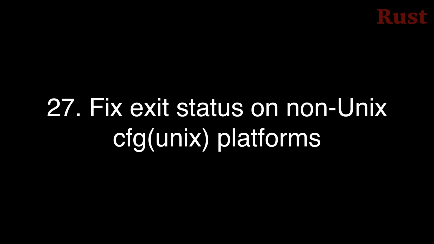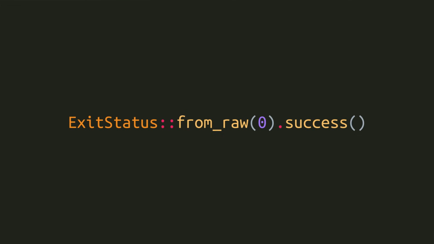Number 27. There are some platforms that are not Unix but still return true for cfg unix. For example, the Nintendo Switch or PlayStation Vita. Now code like ExitStatus from_raw 0 success has sensible Unix-like behavior on these platforms.